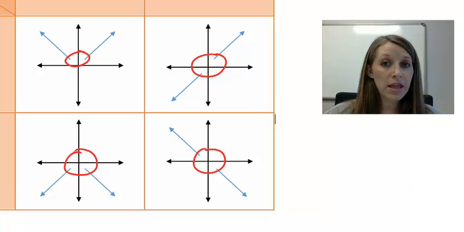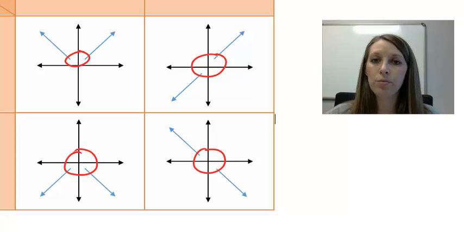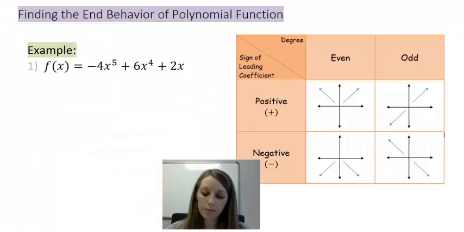But before we get there, let's do some official examples of finding end behavior of any type of polynomial equation. I have a first example here. f of x equals negative 4x to the 5th plus 6x to the fourth plus 2x. The first thing I'm going to do is pick out my leading term and whether it's positive, negative, or even, odd, and then I'm going to pick out the end behavior that's associated with it.